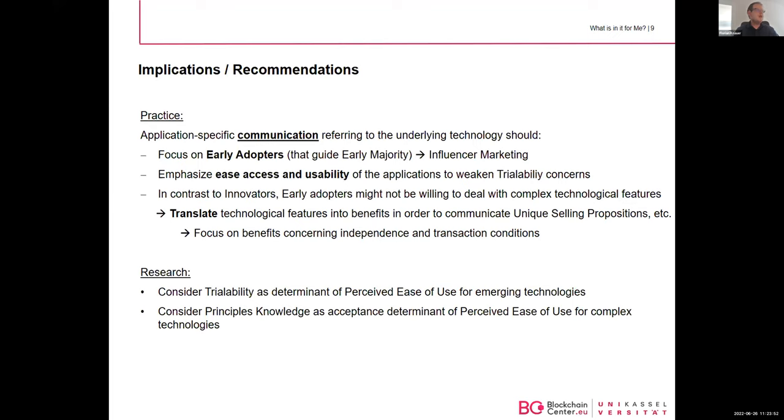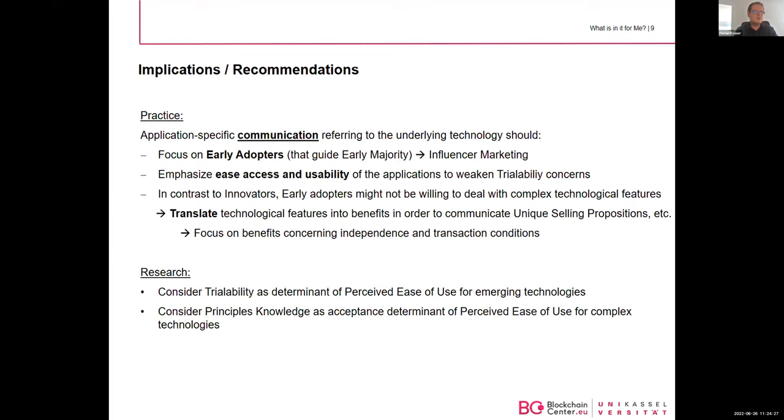And this leads the way to our practical implications that focus on communication issues for institutions that want to promote blockchain technology like states, but also for companies that promote blockchain applications. And our first general recommendation is to focus on early adopters that guide the early majority. And one possible instrument to do so is to use influencer marketing, because early adopters are influencers by definition.